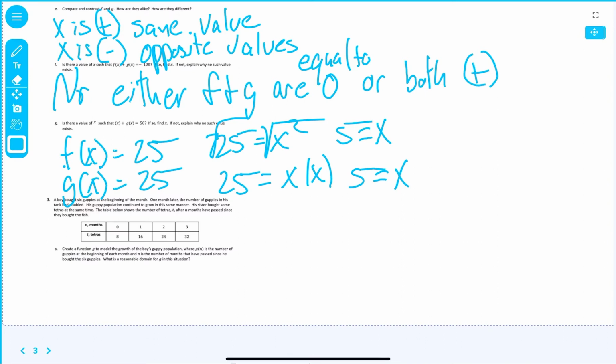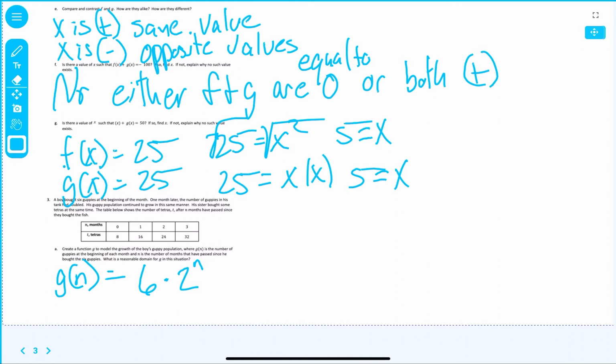All right, so let's write, first of all, we have to say G of N is equal to what? 6 times 2 to the N power. Correct. So we can plug in whatever number of N we want, which is the months after having bought the guppies. So if we plug in 0 for N, that's going to give us what?